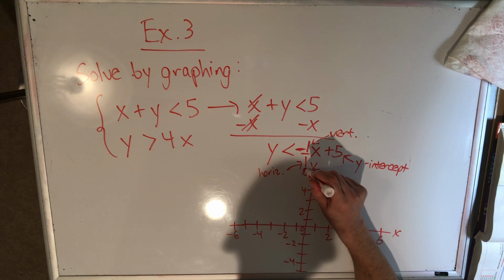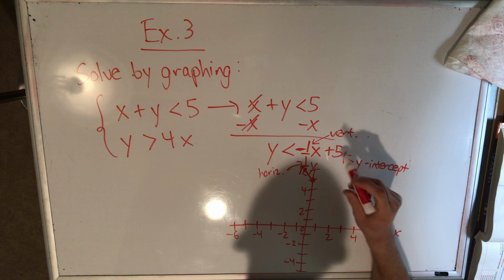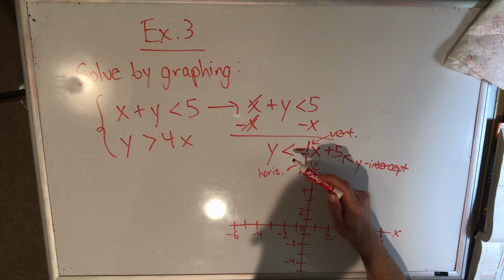And then you can keep going up 1, 1 to the left, up 1, 1 to the left forever, but that's going to take us off the graph. Just draw an arrow to indicate it goes on forever in that direction. And make sure to make it a dotted line, since there's no little line for equal to underneath the less than sign.